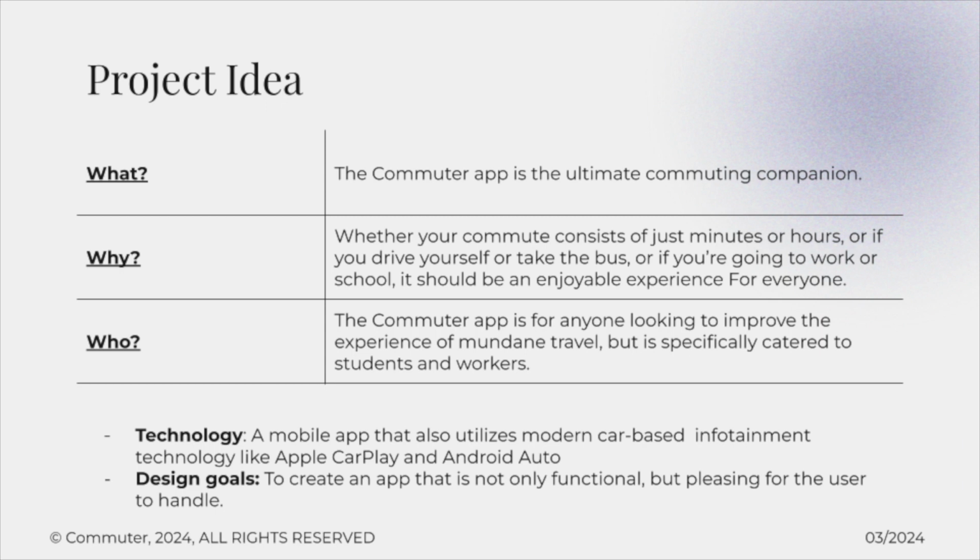As for technology, Commuter is a mobile app that also utilizes modern car-based infotainment technology like Apple CarPlay and Android Auto. Our main design goal is to create an app that is not only functional but pleasing for the user to handle as well.